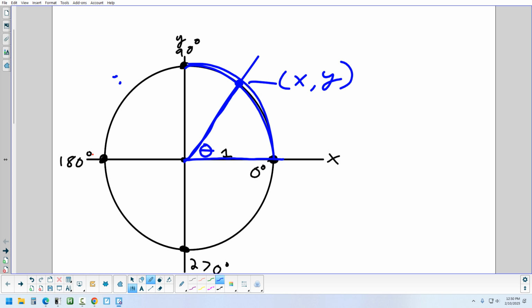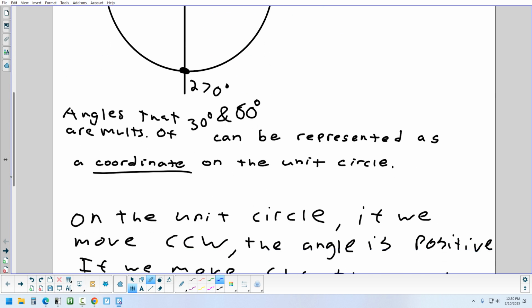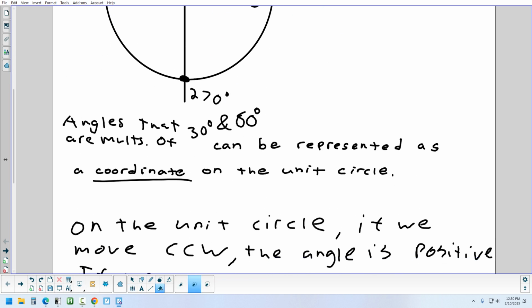All right. So the first thing to understand is what you can use unit circle trig for. You can use unit circle trig to work with angles that are multiples of 30 and 45. That's what unit circle trig is used for. So it is not used for every angle.